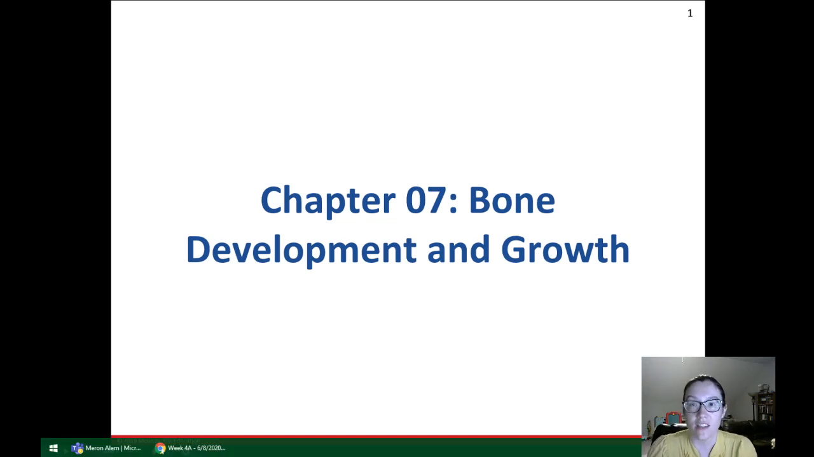All right, so we're going to continue talking about Chapter 7, and we're going to move on to bone development and bone growth. As a review, we talked a little bit about the functions of bone, a lot about the anatomy of bone, and we also talked about how bone remodeling occurs and how important it is in calcium regulation.